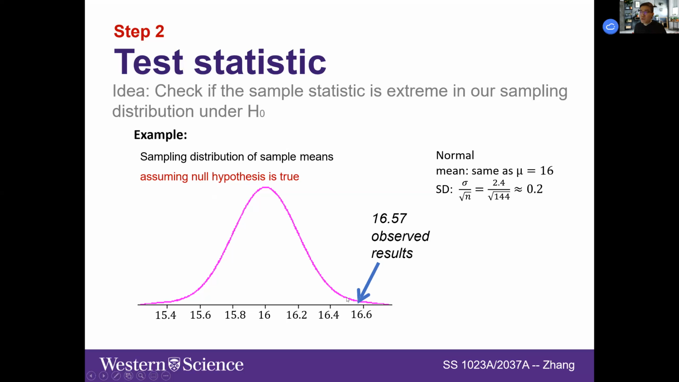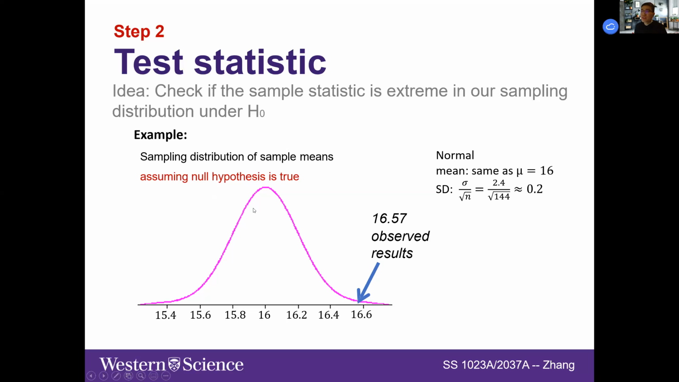But based on this distribution, our sample is actually quite weird or quite extreme. So there are two situations: either we were just so unlucky to sample such a very extreme sample, or our original null hypothesis is incorrect. So that's the idea for this test statistic.